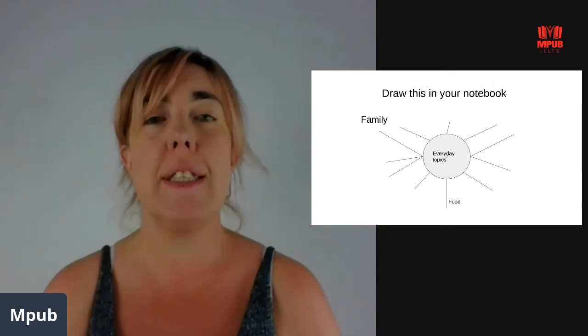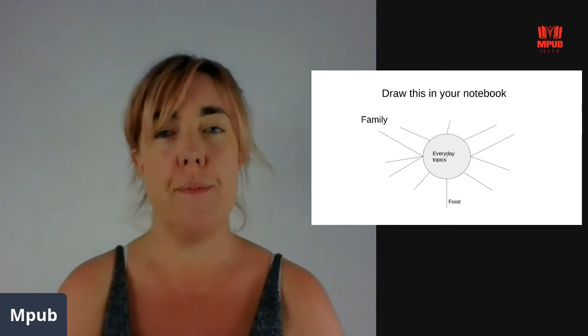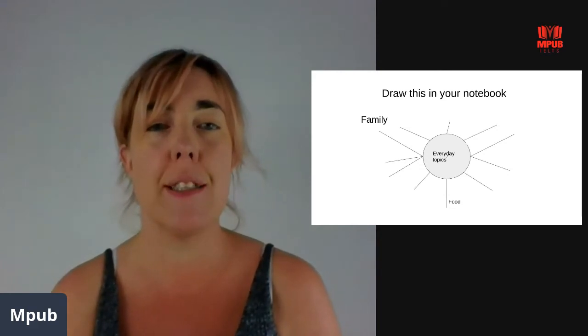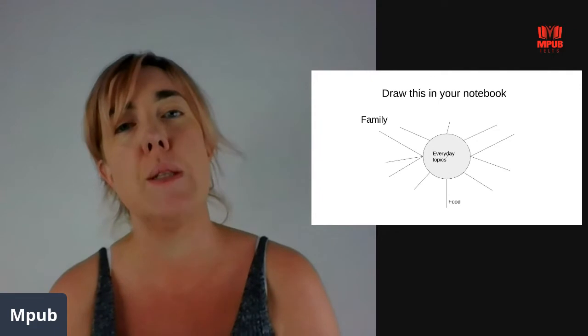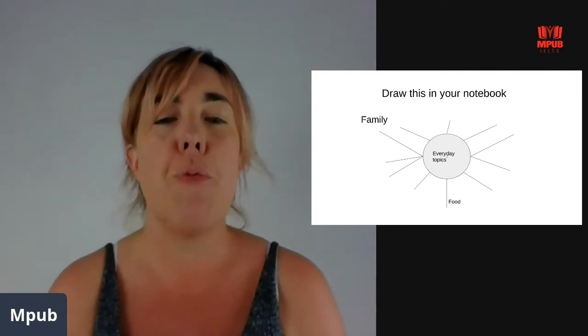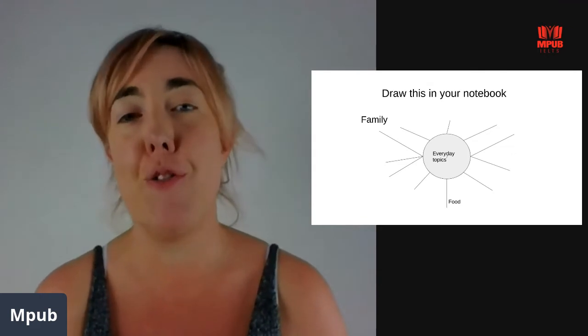So I have written on this diagram family and food because they are everyday topics. We always talk about our family, how many people are in our family, if our family's big, small, if we have any children, if we are married. And we always talk about food.